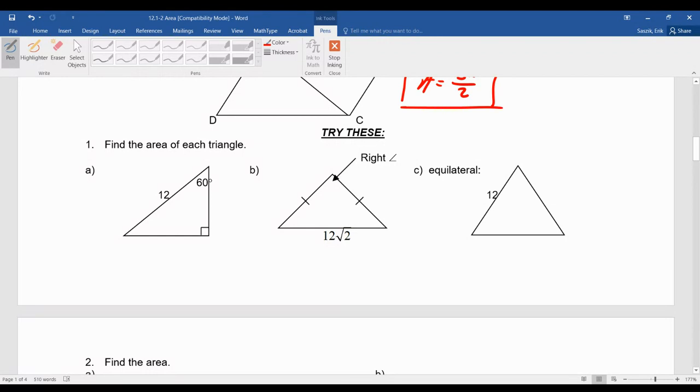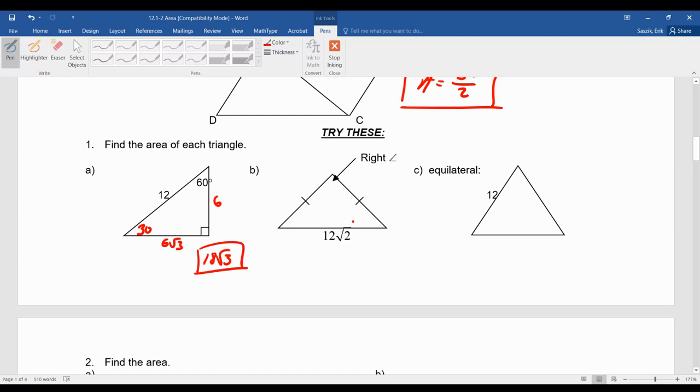Okay, so if that's 60, this is 30. So that's 6. That's 6 root 3. Area is 1/2 the base, which is 3 root 3 times the height. So you get 18 root 3.